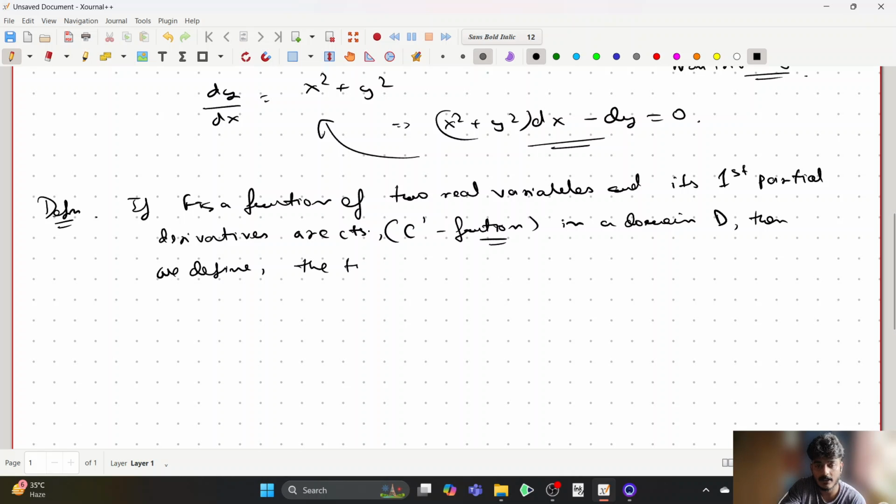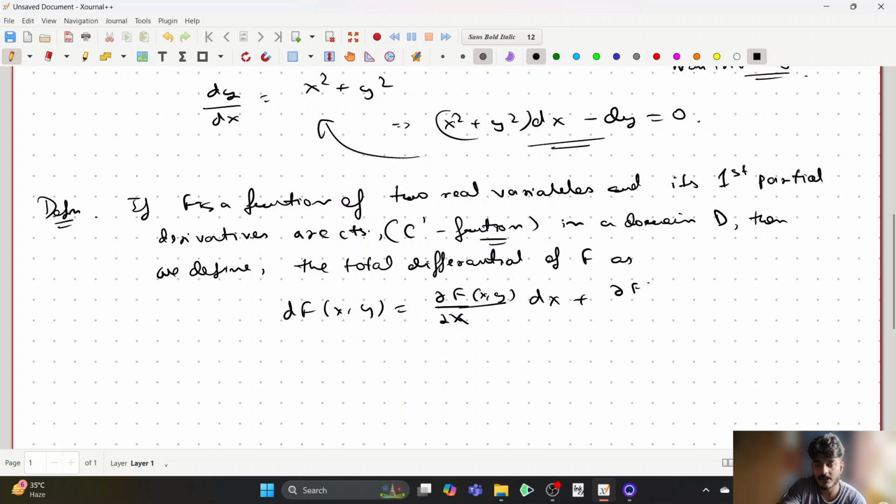Okay, so in a domain D, we define the total differential of f as, we write it as df(x,y) equals the partial derivative of f with respect to x at (x,y) times dx plus the partial derivative of f with respect to y at (x,y) times dy.